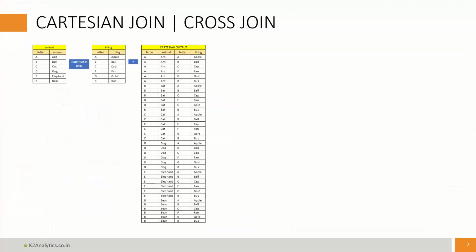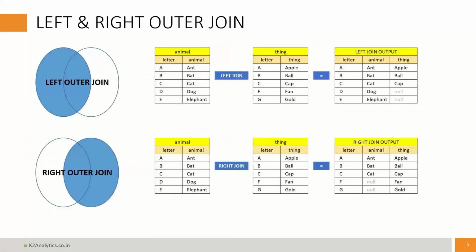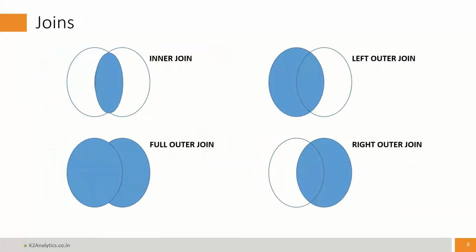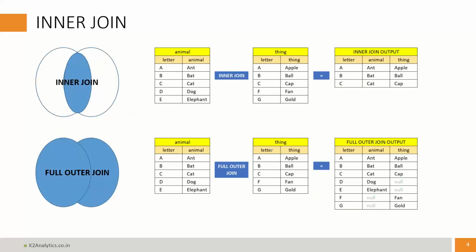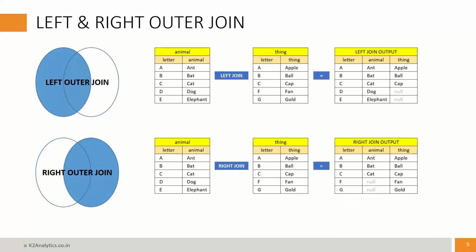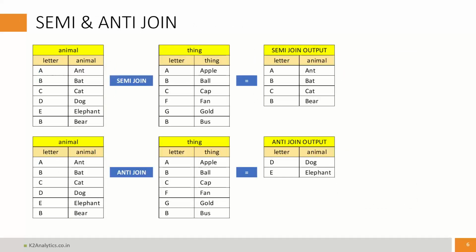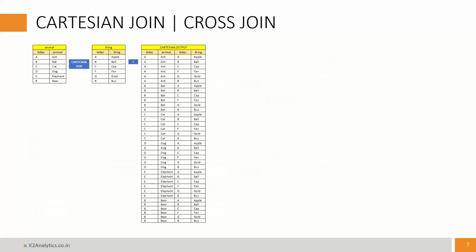Great. We have learned all the types of joins. The most important joins are inner join, left outer join, full outer, right outer. The sample output is all shown to you. Then there is semi-join, anti-join, and Cartesian join, also called cross join.